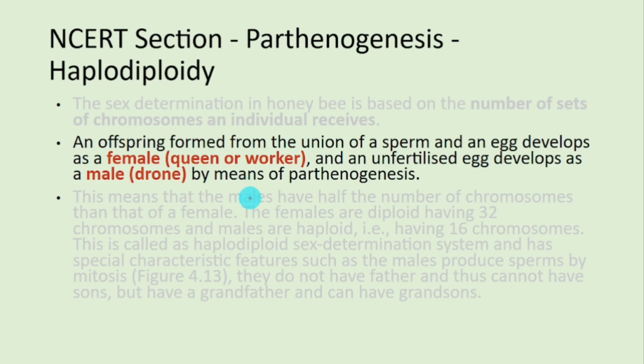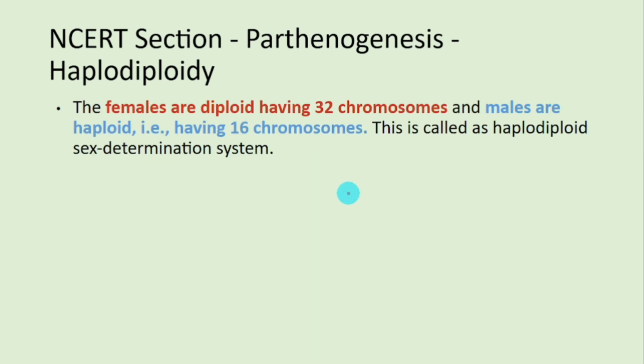So in case of honeybee, an offspring formed from the union of sperm and egg develops into a female, which can be queen or worker, and the unfertilized egg, this is important, develops into a male called drone by means of parthenogenesis. So females are diploid, males are haploid. Remember the chromosome number also, 32 for diploidy, 16 for haploidy.